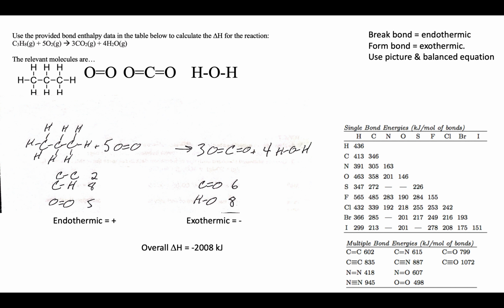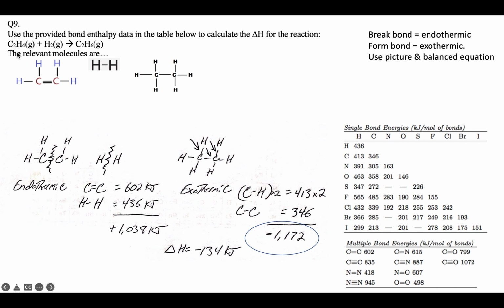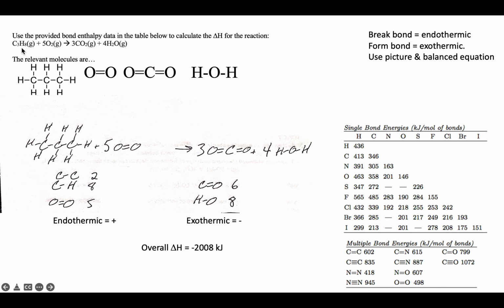Here's another one where, again, I'm looking at the pictures and I'm looking at the balanced equation. In this one, the coefficients are important. In the previous one, all of the coefficients were 1. In this one, I have a 1, a 5, a 3, and a 4. So I have different ones that I need to account for. So I've got to be a little bit more careful with my bookkeeping.